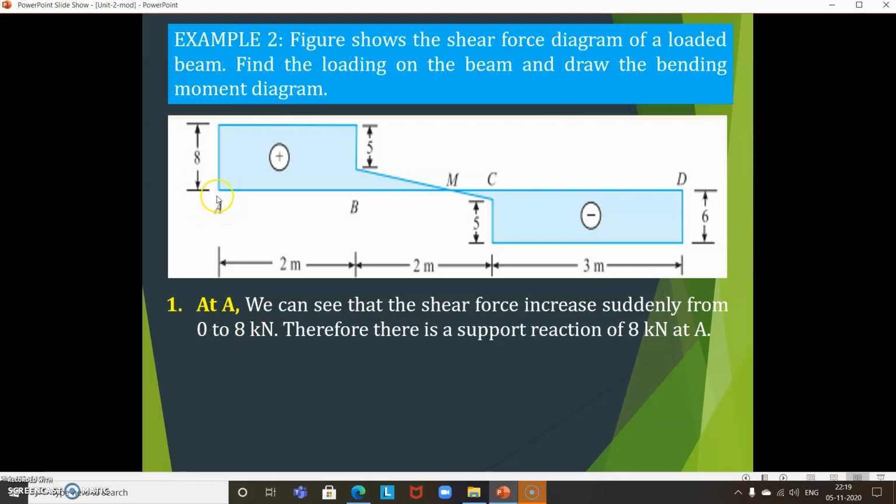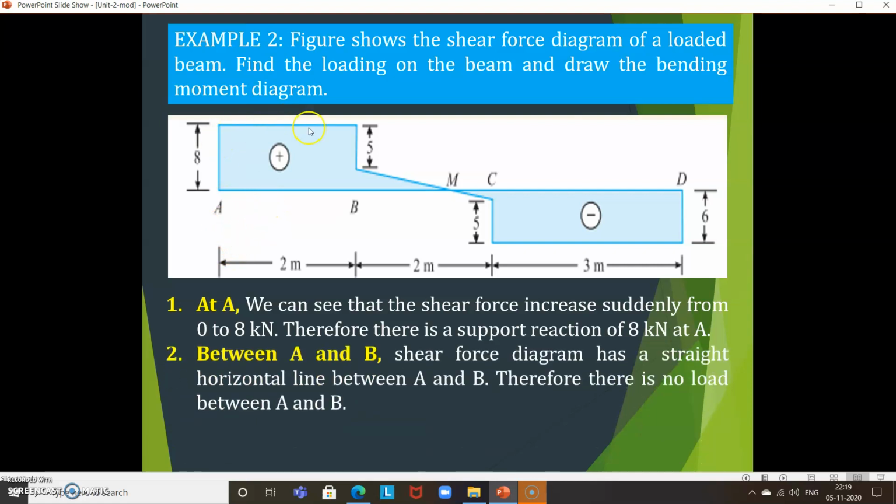At A, we can see that shear force suddenly increases from 0 to 8. Means there is a support reaction at A of 8 kilonewton. Okay, here there is one support reaction of 8 kilonewton. So left side upward is positive, so you get this 8 kilonewton.